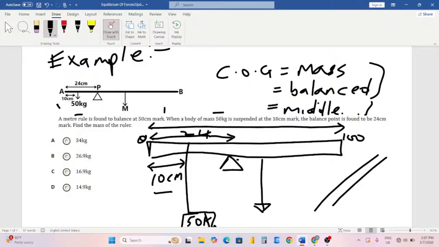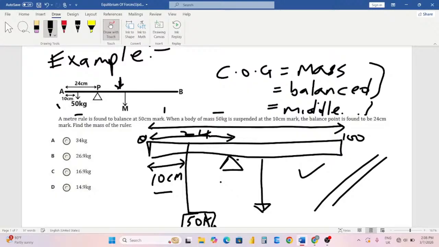I did this because I wanted you to see that at the beginning the pivot was at 50, but because they added the mass of 50 kilograms, they had to shift it to a new balance point, because that's what happens in real practical sessions. Your ruler is heavier than its original weight, so it won't balance again at the 50 centimeter mark. They said it balanced at the 24 centimeter mark, but it doesn't change the fact that the center of gravity of the ruler is still the same.